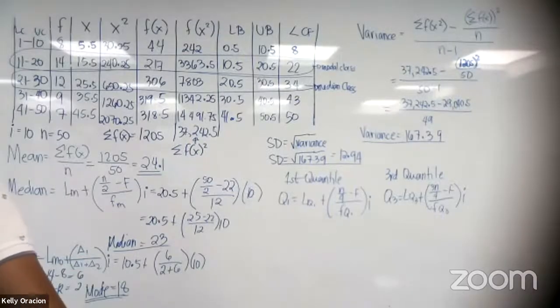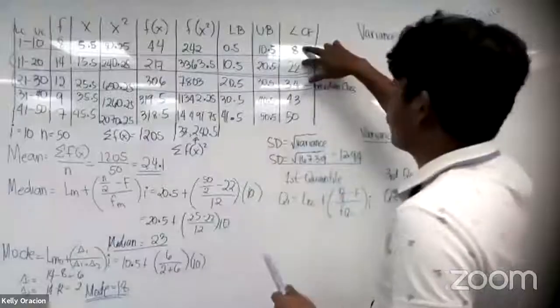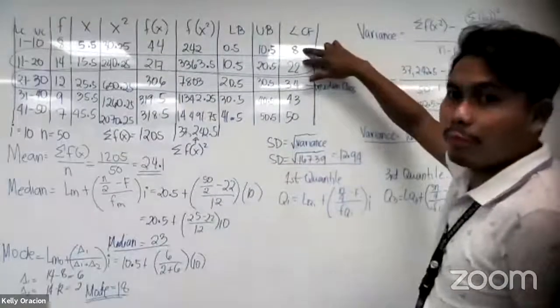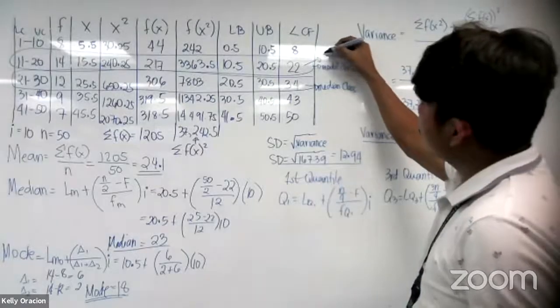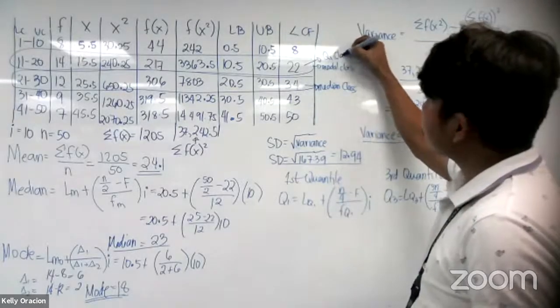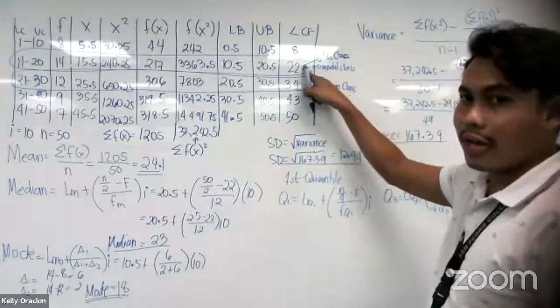Now, you won't find 12.5 here. That means this is your Q1 class. Okay? This is your first quartile class.